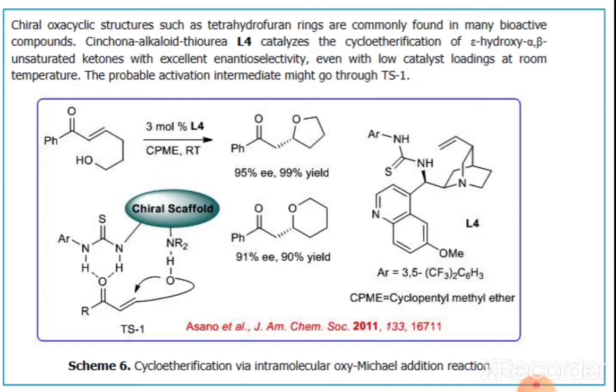even with low catalyst loading at room temperature, and the probable activation intermediate leads to the transition state. This is the actual transition state. Here the L4 catalyst forms a complex with the two NH, it will form the complex with this oxygen, and this oxygen will attack here, and we get the formation of a 5-member or 6-member ring.